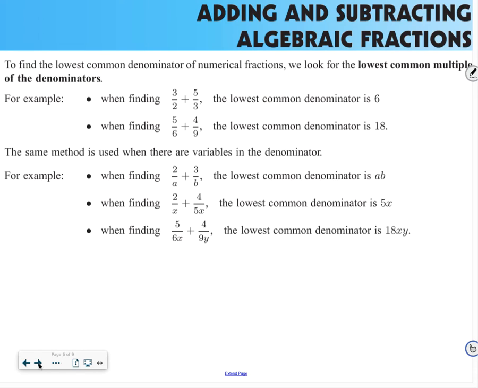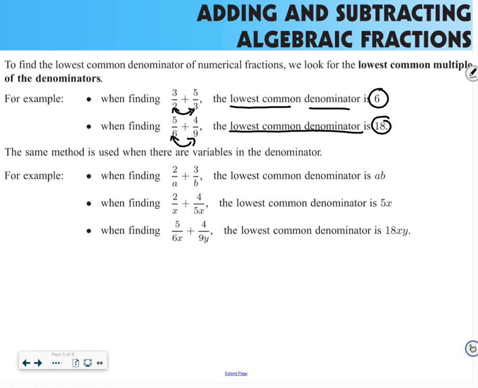Okay, now we're going to change gears and talk about adding and subtracting algebraic fractions. Remember when we were adding fractions without algebra that we were looking for a lowest common denominator. If we had a fraction like 3/2 plus 5/3, our common denominator would be 6 because we just did 2 times 3. But sometimes there are common factors, so like 6 and 9, if we multiply them together, it's 54. But we also notice that the lowest common denominator is going to be 18, because that's the number that 6 and 9 both go into.